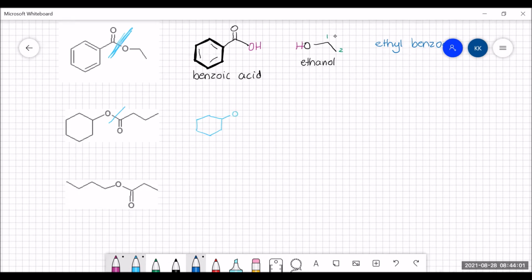So here's our alcohol part. Here's our carboxylic acid part. Let's put our hydrogen back onto the alcohol and our hydroxyl group back onto the acid. This is cyclohexanol. This has 1, 2, 3, 4 carbon atoms, so that is butanoic acid. So the name of this ester was cyclohexyl butanoate.